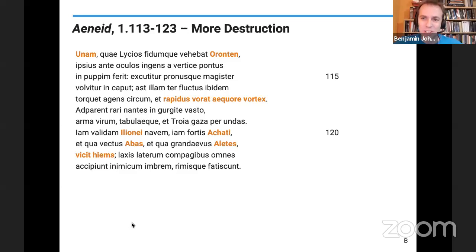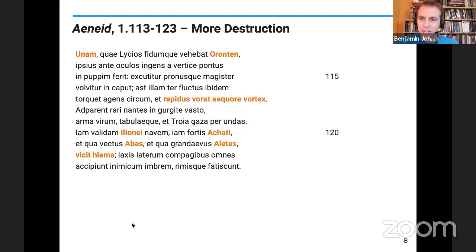Sorry. This is the one ship, by the way, unam, the one ship that gets destroyed in the storm, and it's the ship that's carrying Orontes. Aeneas meets Orontes in book 6, in fact, in the underworld. But we also have four other ships noted here. We've got the ship of Aeneas, the ship of Achates, who's able to swim to safety apparently and rejoin Aeneas. We've got Abas's ship and Aletes' ship too. And the storm overwhelms, conquers or defeats these ships.